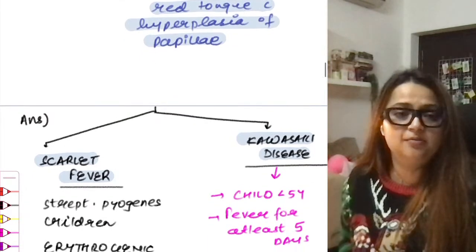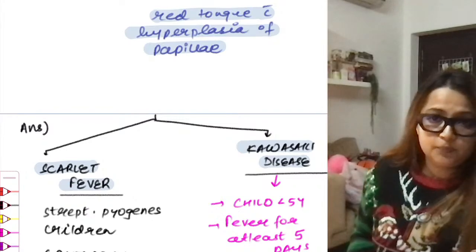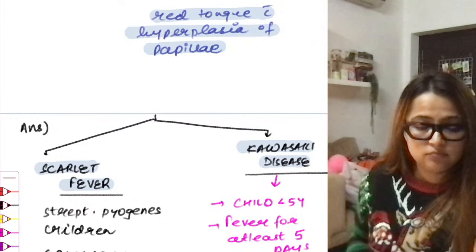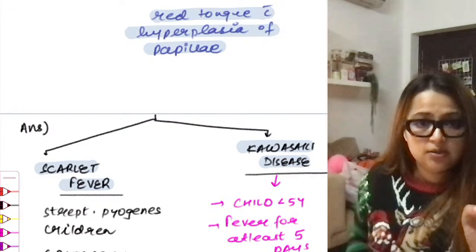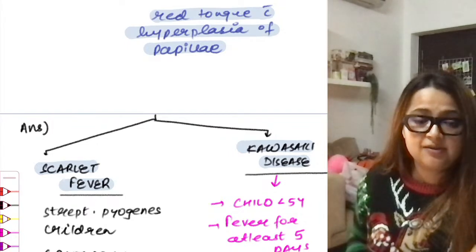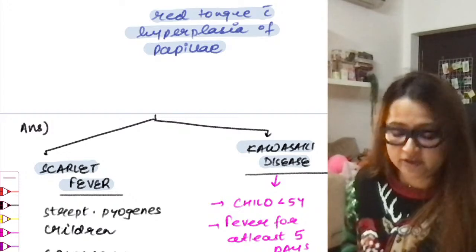Talking about the next point here. Most likely, in case of Kawasaki and scarlet fever, in both these conditions you're going to get a history of a child. Second, the child would be having strawberry tongue. Third, scarlet fever is associated with Streptococcus pyogenes infection, that is the group A streptococcal infection.